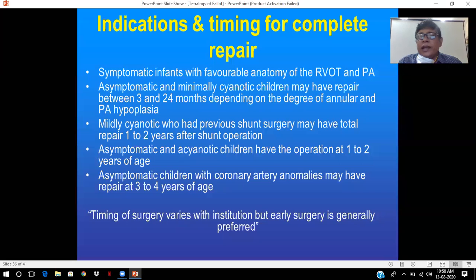Symptomatic infants with favorable anatomy of the right ventricular outflow obstruction and with pulmonary atresia. Asymptomatic and minimally cyanotic children may have repair between 3 and 24 months, depending on the degree of annular and pulmonary artery hypoplasia. Mildly cyanotic children who had previous shunt surgery may have total repair 1 to 2 years after the shunt operation. Asymptomatic children with coronary artery anomalies may get repaired by 3 to 4 years of age. Timing of surgery varies with institution, but early surgery is generally preferable because it helps in overall growth and development also.